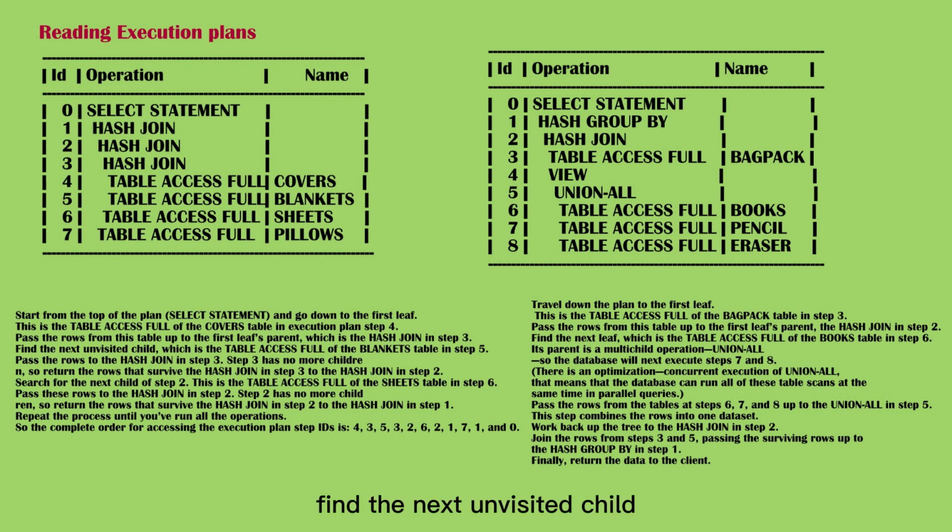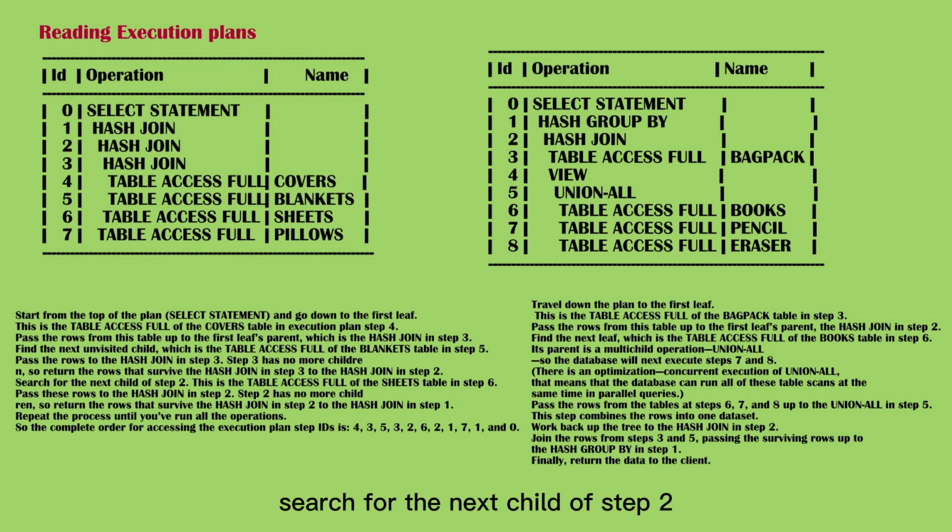Find the next unvisited child, which is the table access full of the blankets table in step 5. Pass the rows to the hash join in step 3. Step 3 has no more children, so return the rows that survive the hash join in step 3 to the hash join in step 2.